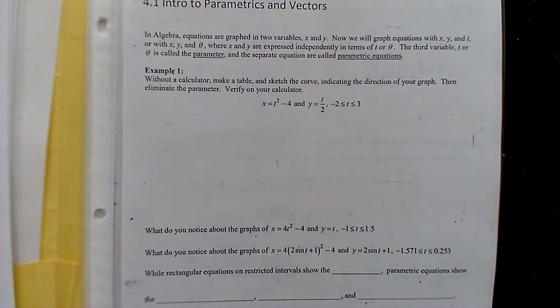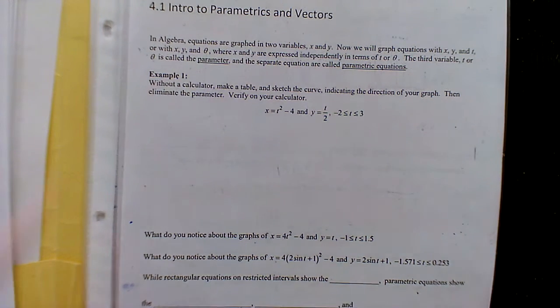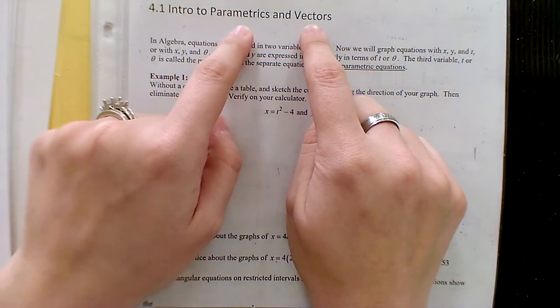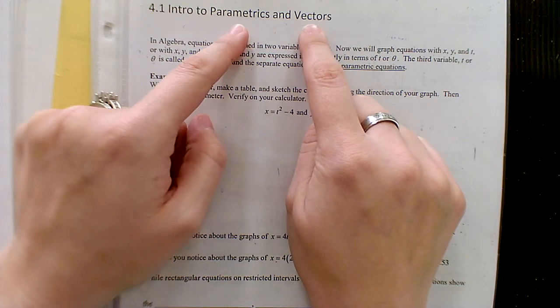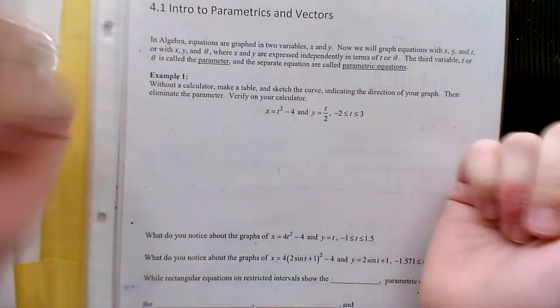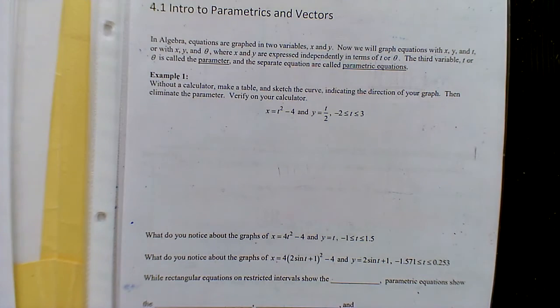All right, so to start things off, this last unit, we're going to talk about parametrics and vectors. Maybe you've heard of vectors before from physics. And then we're going to get into some polar equations. We're basically going to talk about new equations that we're not really familiar with, because parametrics and polars are not graphed the same way typical equations you're used to are graphed.